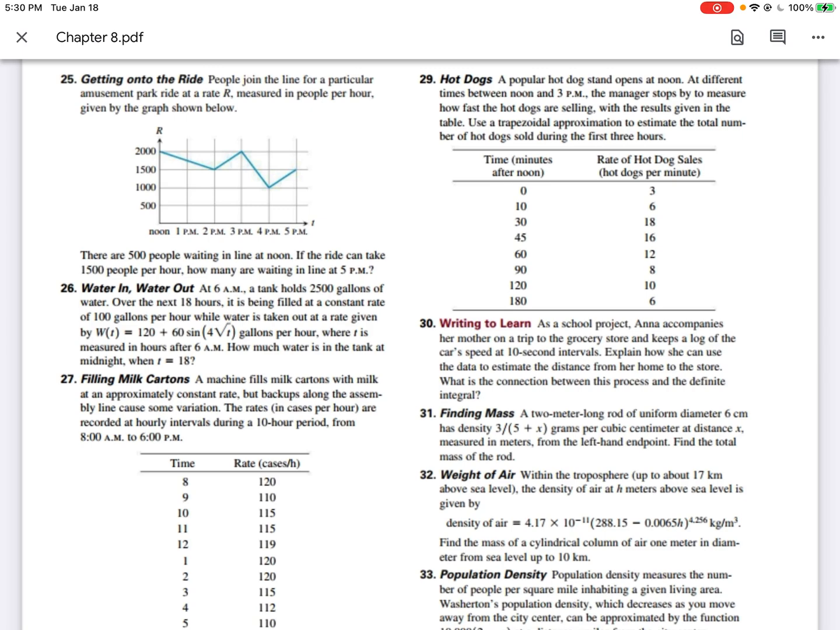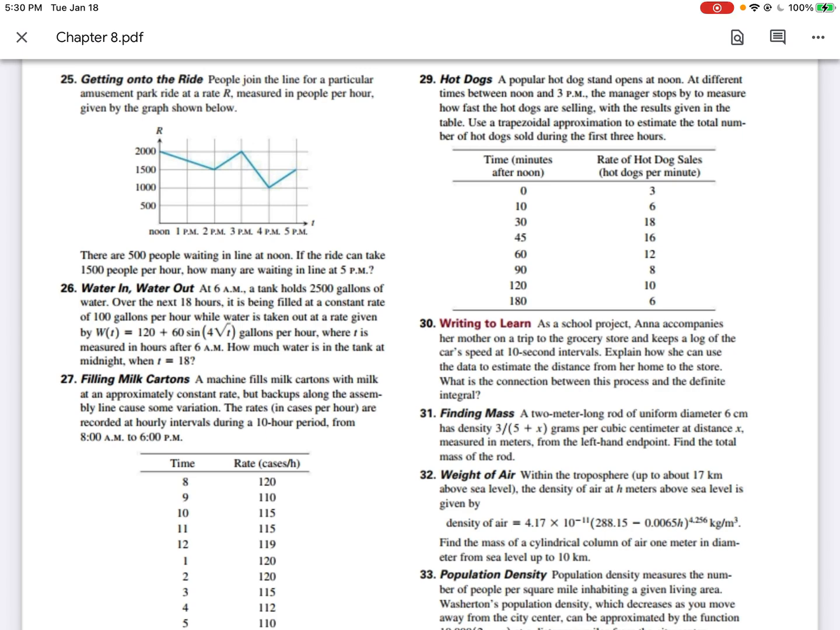So in 26 it says, at 6 a.m. a tank holds 2,500 gallons of water. Over the next 18 hours, it is being filled at a constant rate of 100 gallons per hour, while water is taken out at a rate given by that function right there, in gallons per hour, where t is measured in hours after 6 a.m. How much is in the tank at midnight, when t is equal to 18?